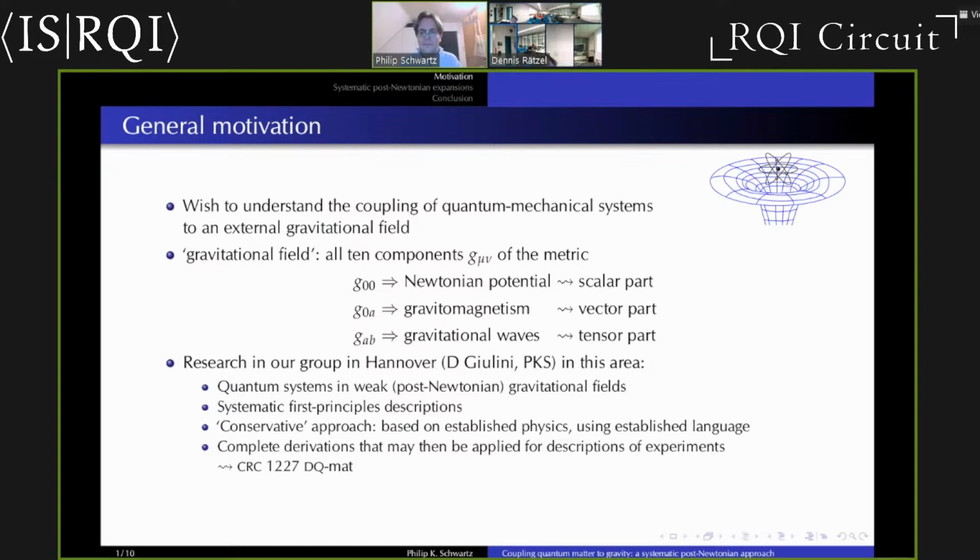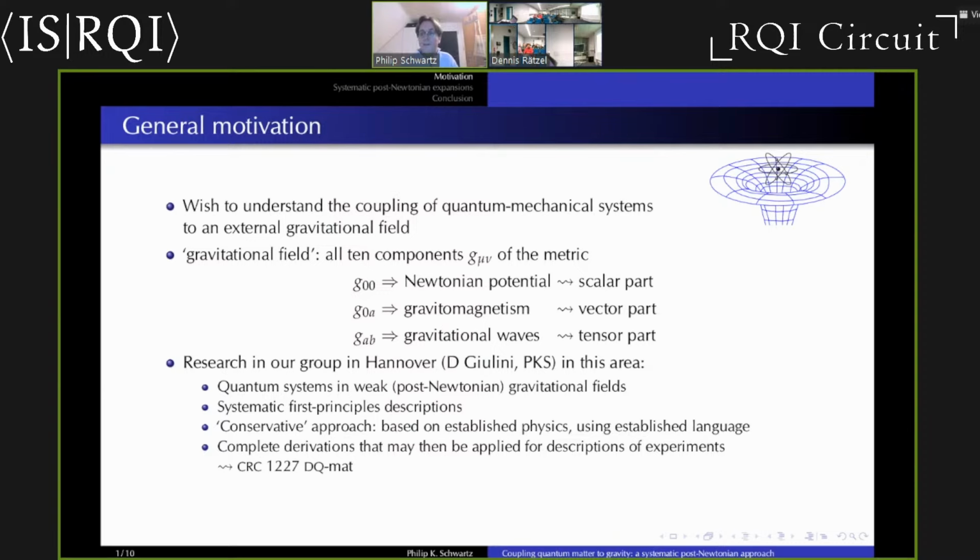In doing so, we take a kind of conservative approach to the problem. We want to base everything on well-established current standard physics, and use established language for discussing quantum physics and gravitational physics. For example, as Clemens said in his talk just now, we developed this atomic Hamiltonian that I'm going to present in some detail, which just takes the form of a typical Hamiltonian as you would use in quantum optics, just with gravitational corrections in there. We want to make complete derivations of such systematic descriptions that may then be applied to describe experiments, for example these atom interferometry experiments.